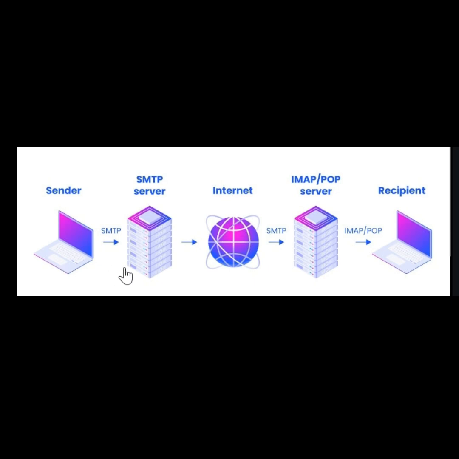So the sender sends an email. It goes to the SMTP server, goes to the internet, and it travels through many different servers, right? Then this will be the receiving server here, IMAP, and then the recipient receives it. I'm going to show you an example of this in a moment.